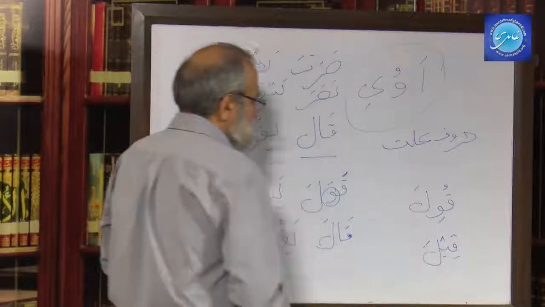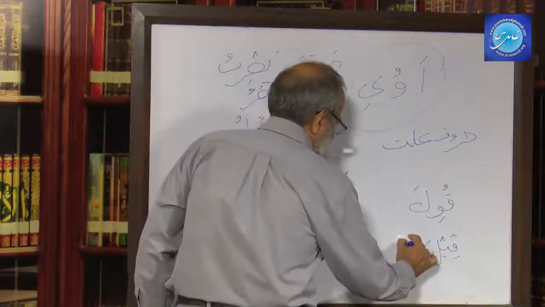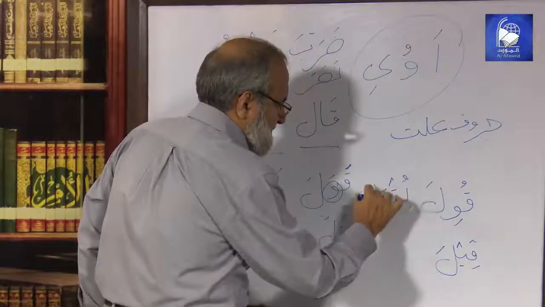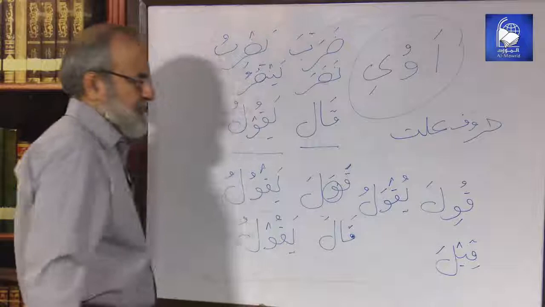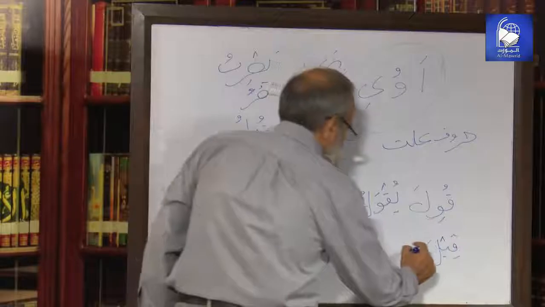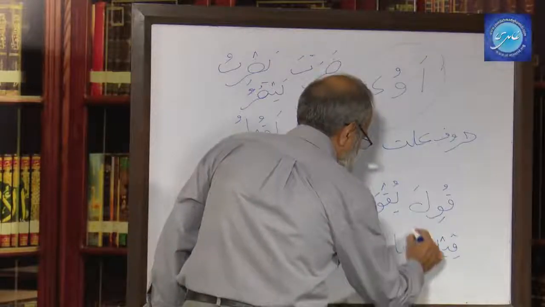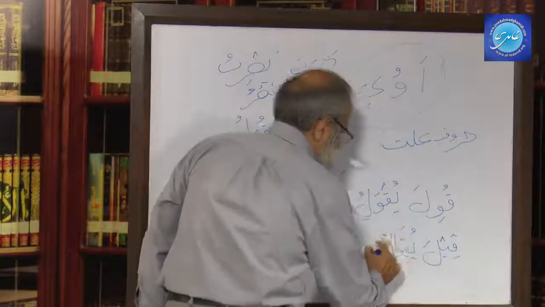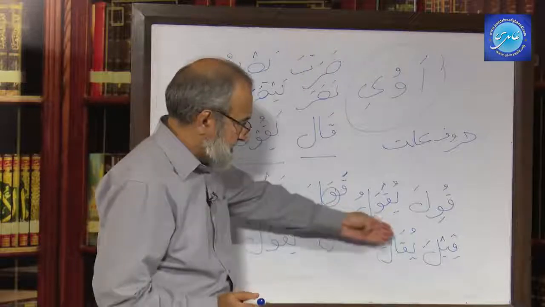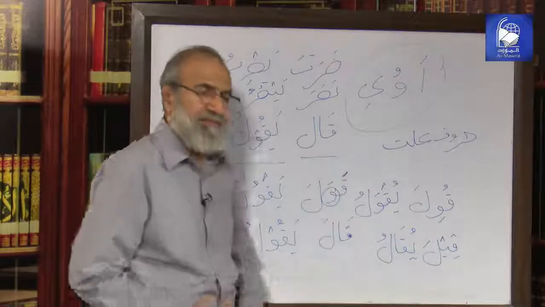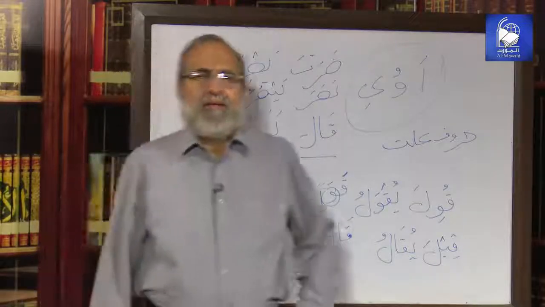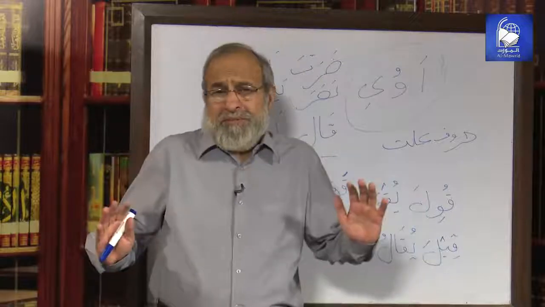And likewise, its muzare is yuqwalu. Somehow that too is an awkward pronunciation. So yuqwalu would become yuqalu. Yuqalu. It's an adjustment because waw and fatha were not getting well together. You have problem understanding? I have problem understanding as well.